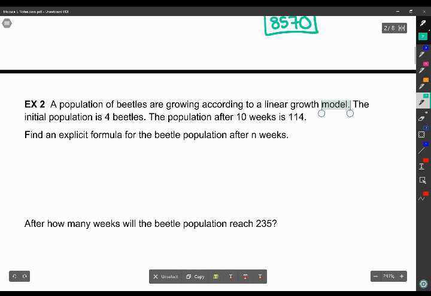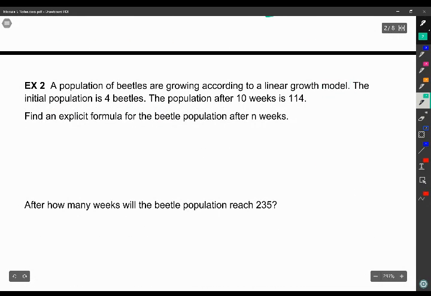So as we look at example 2, the same idea. Again, they're either going to tell you it's a linear growth model, or they're going to say it's increasing by such-and-such once a month or twice a year or whatever it is. So in this case, it talks about a population of beetles, and they're growing according to a linear growth model.